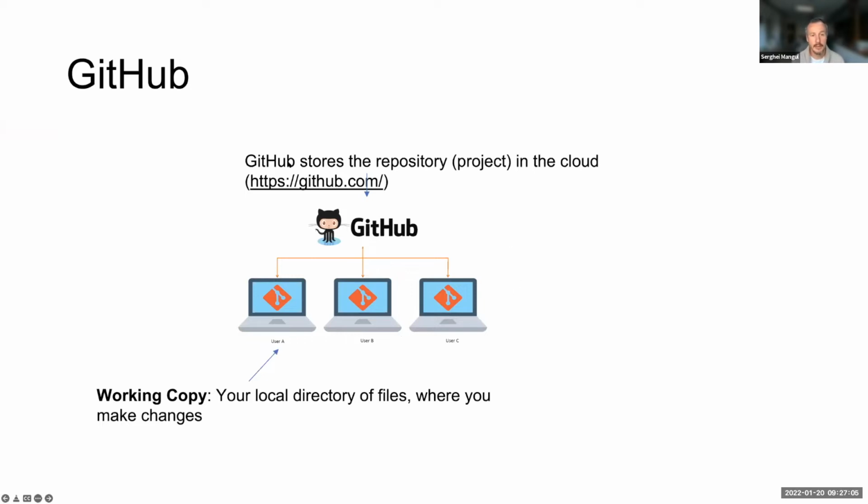So GitHub will store the repository. A repository is the folder with the code and the data nicely organized, or hopefully nicely organized, right, in the cloud, on the web. So that's where GitHub is located. If you click here, you will go to GitHub. My lab has a GitHub where every project is there.